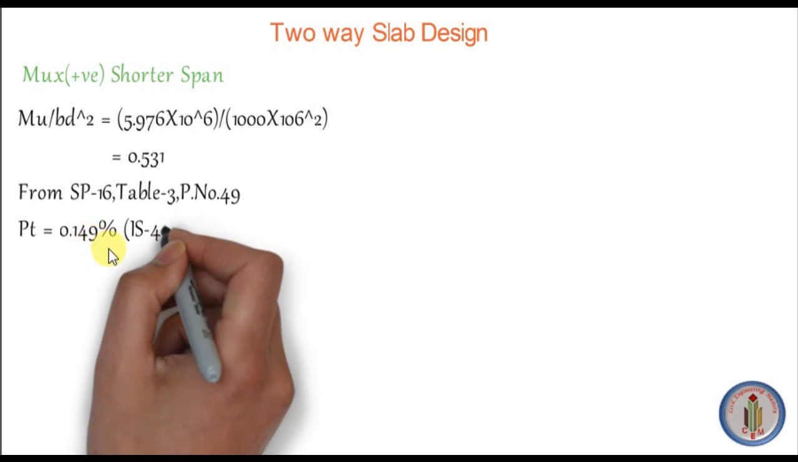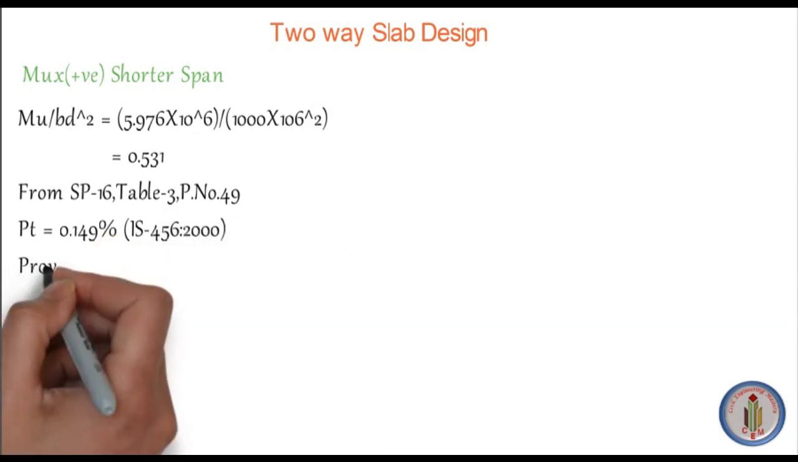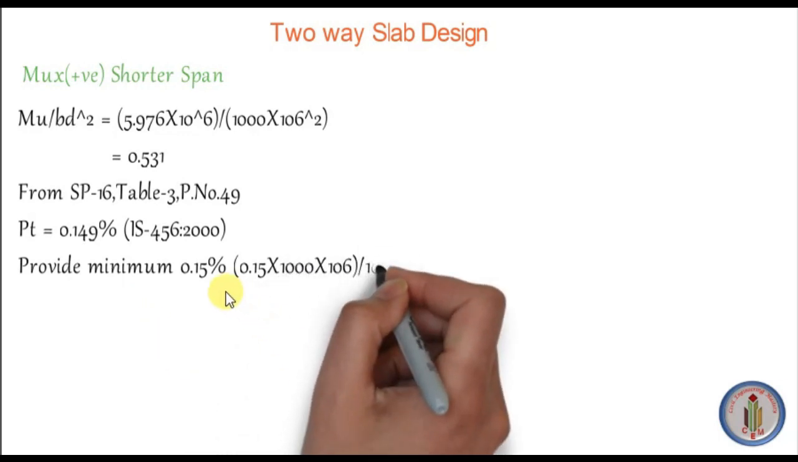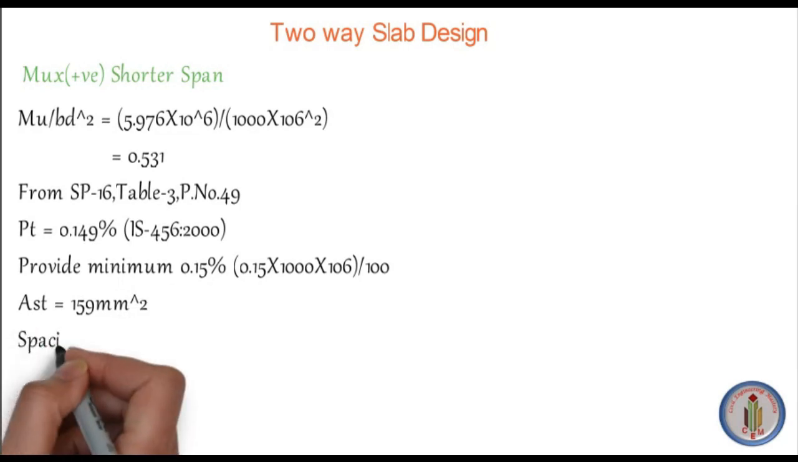According to IS 456-2000 we have to provide a minimum percentage of 0.15 for Fe415 steel grade. So here we have to provide a minimum percentage of 0.15 as reinforcement. From this we need to calculate the area of steel: 0.15 multiplied by width multiplied by depth of the slab. So we get the area of steel. So we know the percentage of steel and area of steel. From the area of steel we need to find out the spacing of bars.